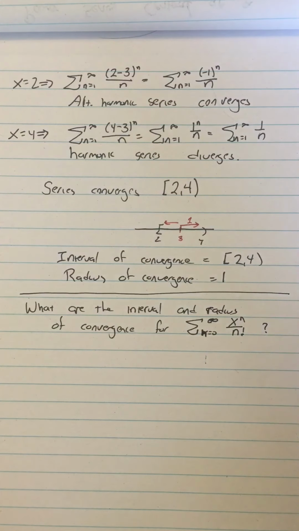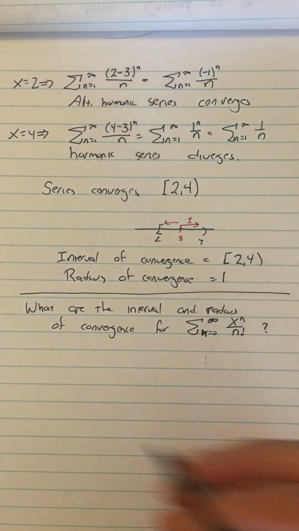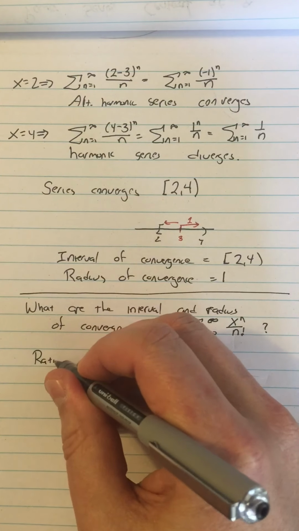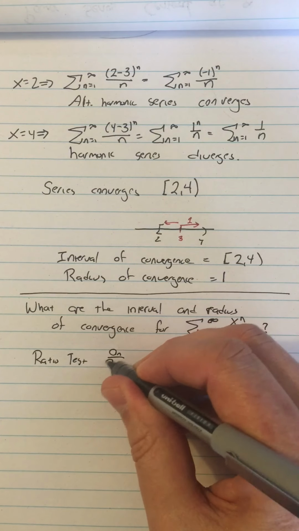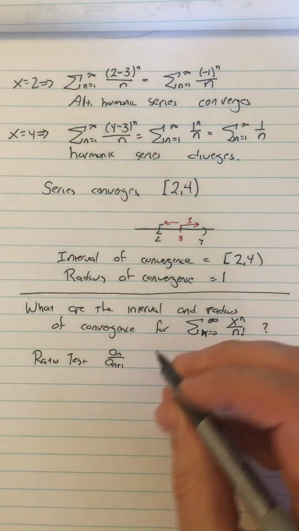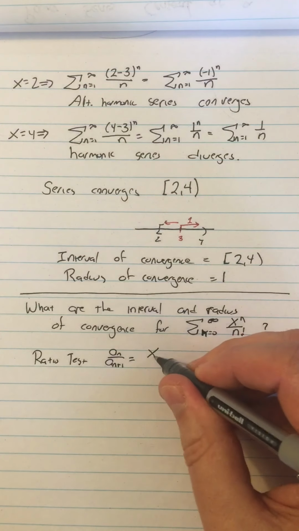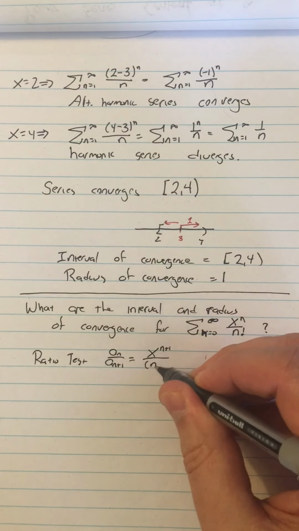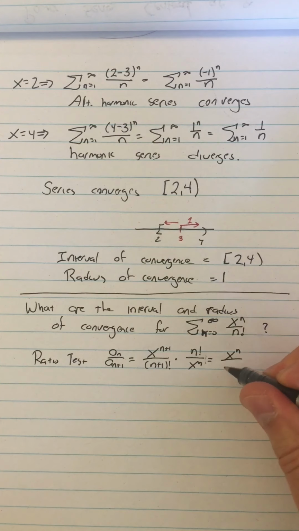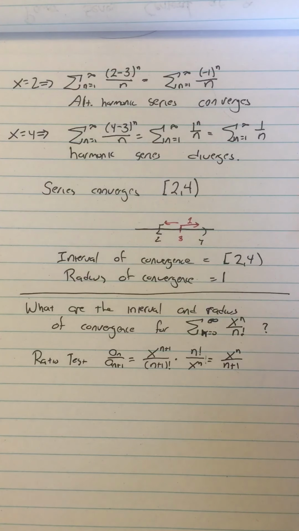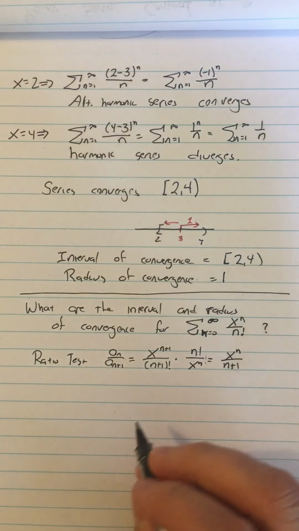The nice thing is they're sort of standard. They all start the same way. They all start with a ratio test. So we're going to do a ratio test. We're going to look at a sub n over a sub n plus 1. We all know how to do that now. That's x to the n plus 1 over n plus 1 factorial times n factorial over x to the n. We think about how things cancel. Looks like we're going to have x to the n on the top, and n plus 1 on the bottom. So you can think about how that works if it's not clear.